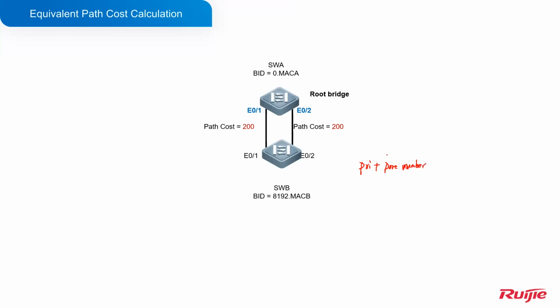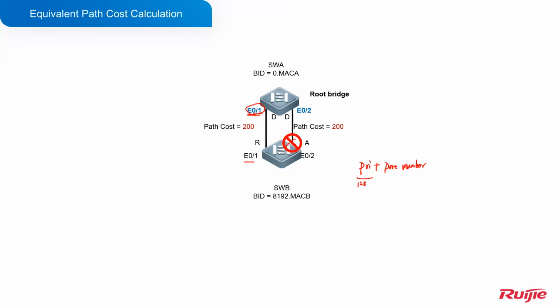Since we cannot see the port priority here, it means that they are both using the same priority, which default value is 128. Since the priority is the same, E01 has a smaller port number. So this is smaller, which means E01 on SWB will be the root port. And since it's a root port, these 2 ports on the root bridge are the designated ports. So the port left, this one, should be blocked.